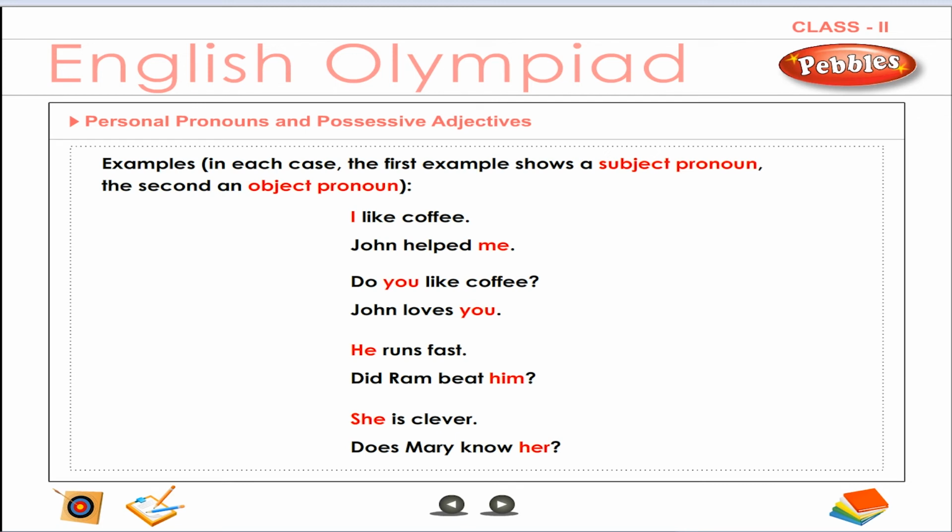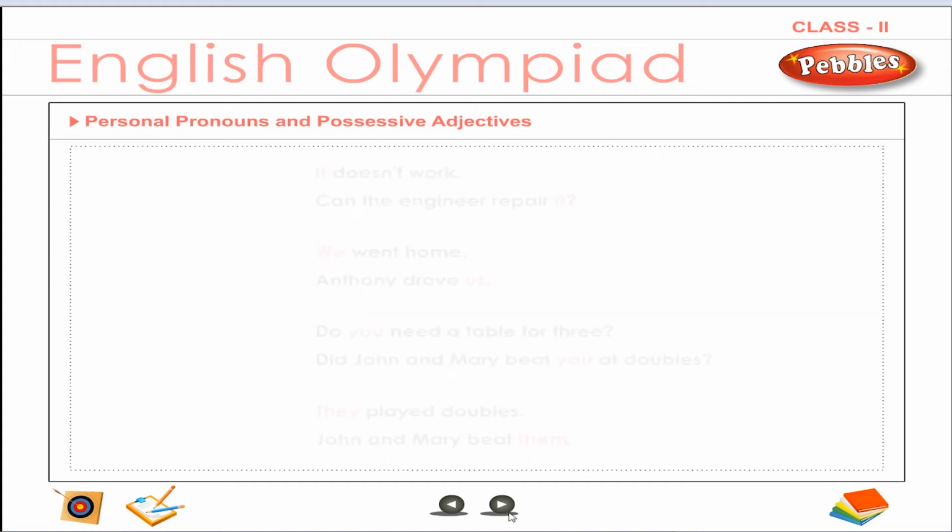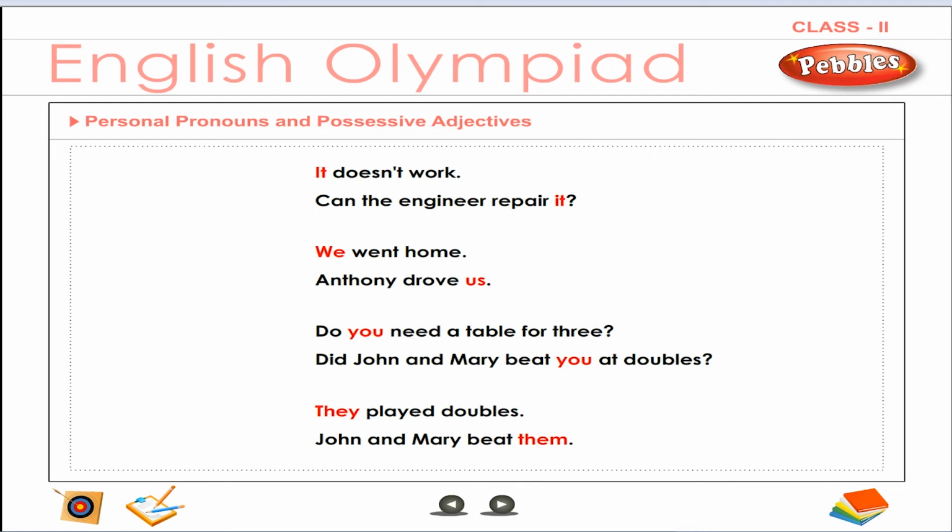Examples. In each case, the first example shows a subject pronoun, the second an object pronoun. I like coffee. John, help me. Do you like coffee? John loves you. He runs fast. Did Ram beat him? She is clever. Does Mary know her? It doesn't work. Can the engineer repair it?